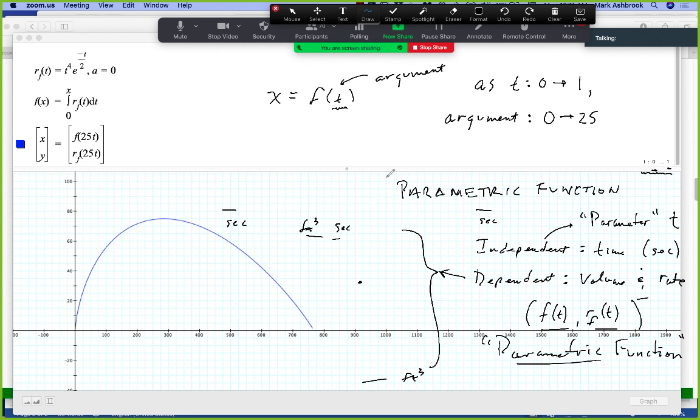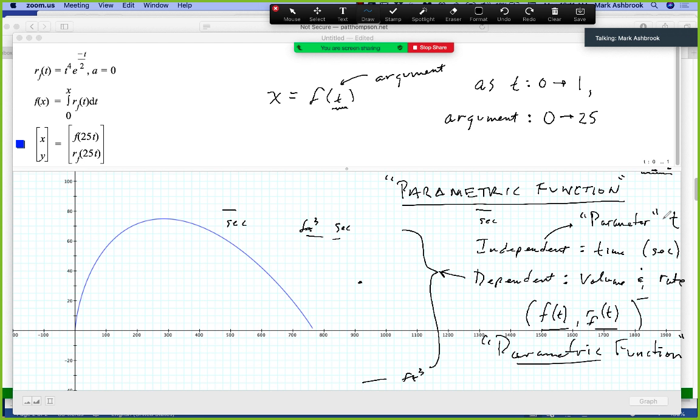What's the idea? There's this parameter. The parameter serves as our independent entity of the function, and it's generating more than one quantity. In this case, we have 2, right? But it could be more. It could be 3 or 4. But in this case, we just have the 2.